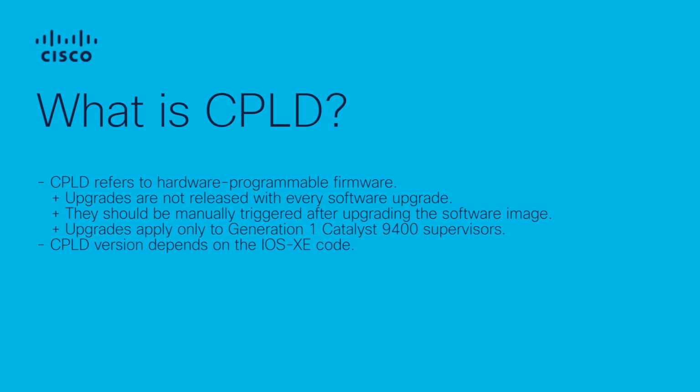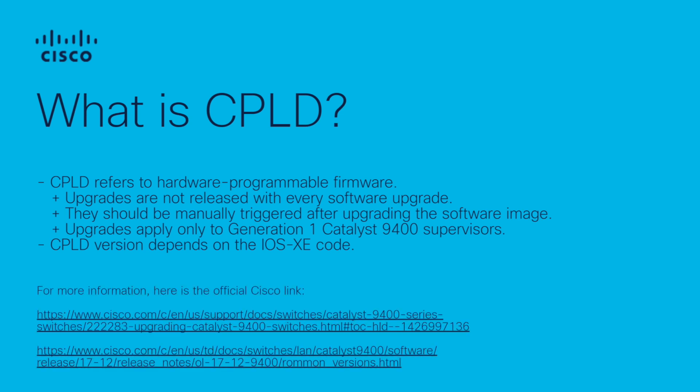CPLD upgrades are not released with every software upgrade, and they should be manually triggered after upgrading the software image. The CPLD upgrades apply only to the Generation 1 of the Catalyst 9400 supervisor, and the CPLD version depends on the IOS XE code. For more information, here is the official Cisco link. With that in mind, let's move forward.